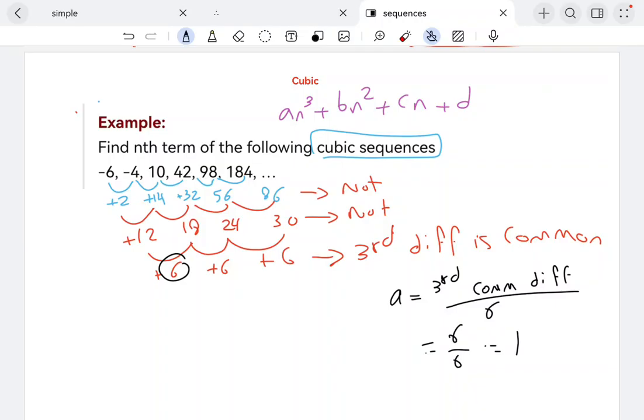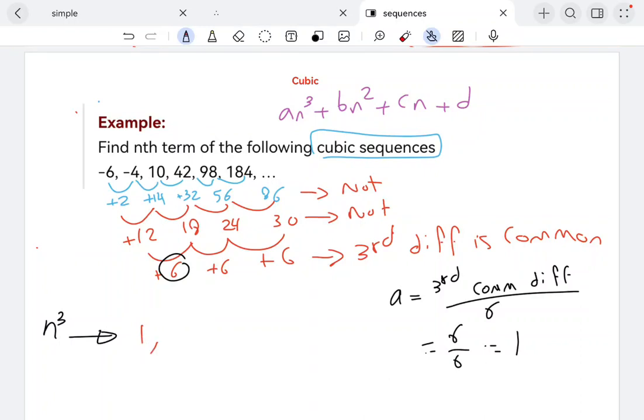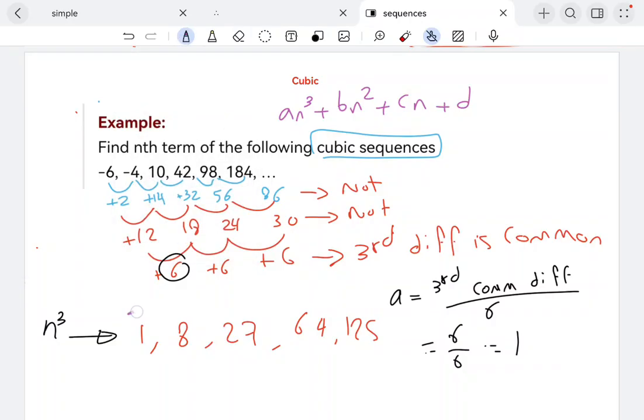So we need to write it: n cubed. Let's find the sequence of n cubed. 1 cubed is 1, 2 cubed is 8, 3 cubed is 27, 4 cubed is 64, 5 cubed is 125. And then compare. Bring your original sequence here: negative 6, negative 4, 10, 42, 98.